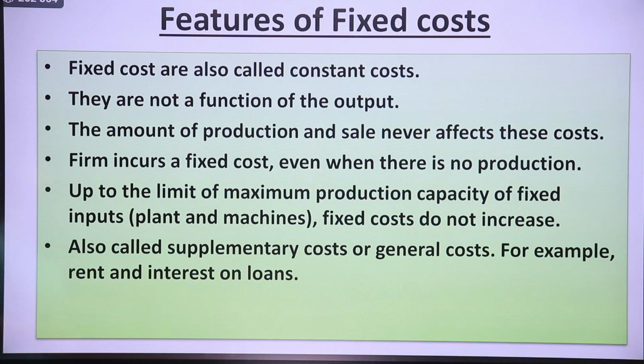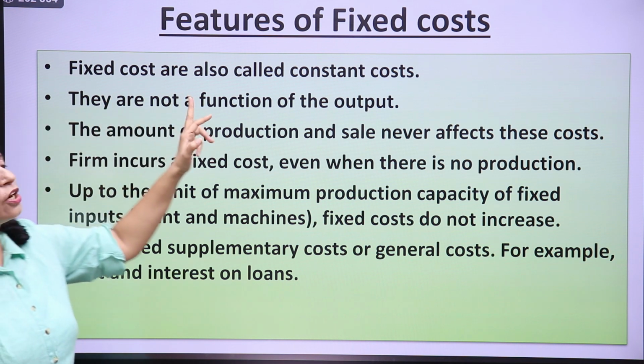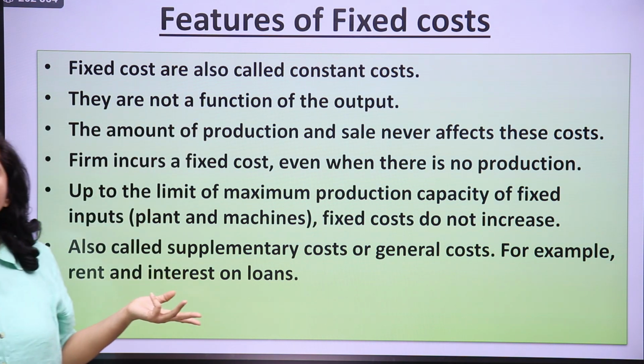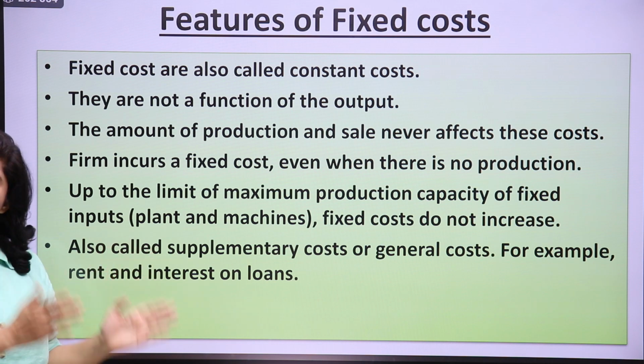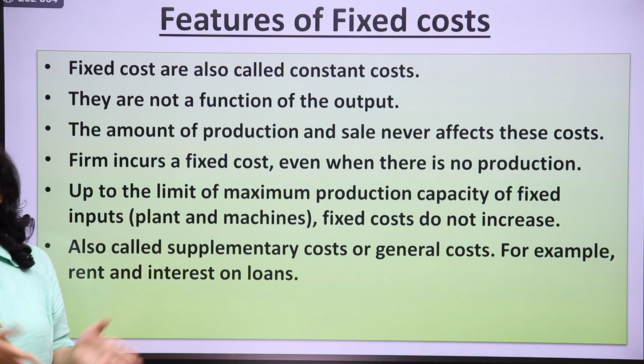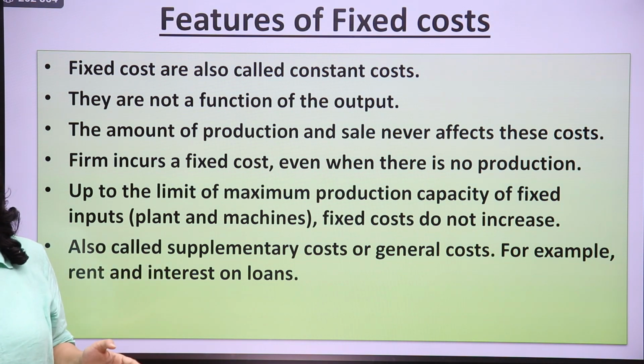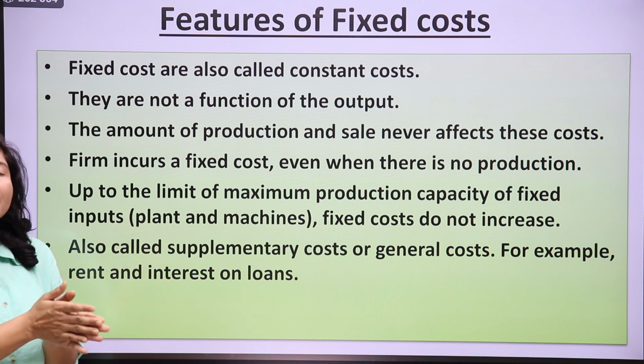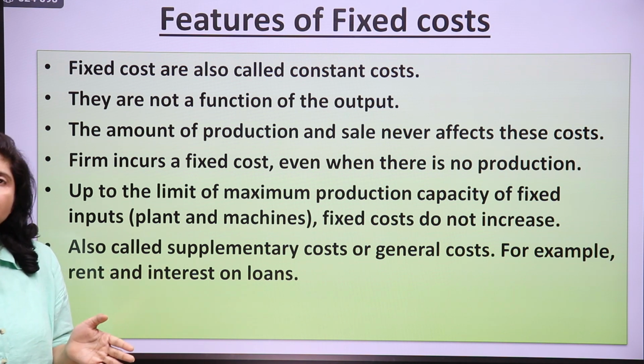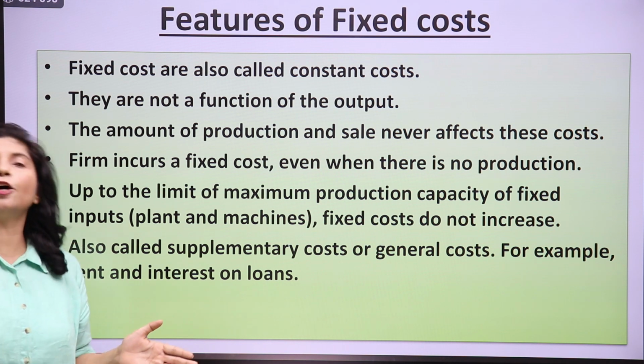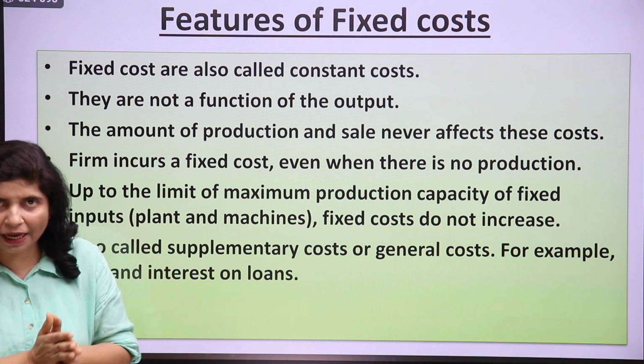Then features of fixed cost. Fixed costs are also called constant cost. They remain constant with production. Because once you have invested in your plant and machinery, you won't buy machines on an everyday basis. So fixed cost won't increase. They will remain for 2, 3, 4, 5 years until you expand your plant. Your fixed cost will remain constant.